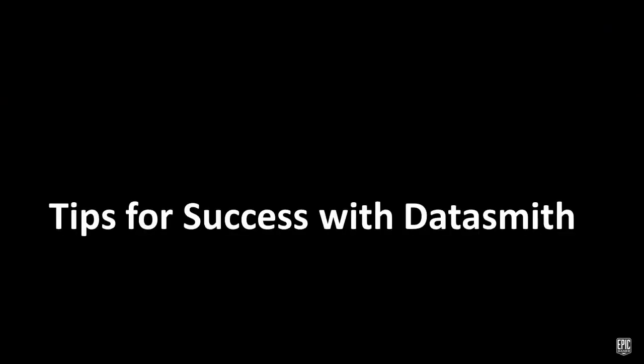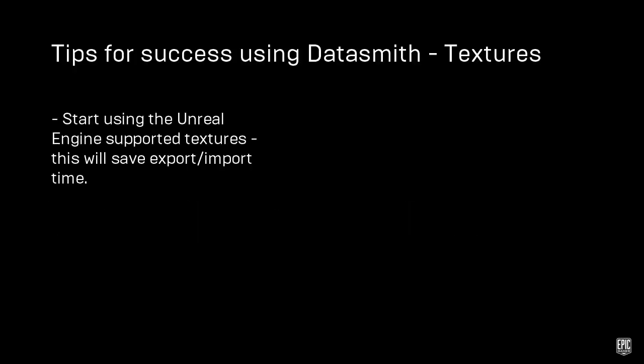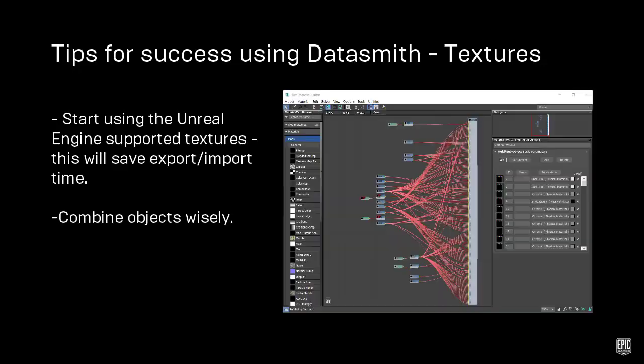Let's take a look at some tips for success in using Datasmith when it comes to textures. Go ahead and start using Unreal Engine supported textures as early as possible in your process. This will save export and import time when you're moving things over to the engine. Combine objects wisely. Consider consolidating materials when possible. The fewer materials you have to process in the engine, the better performance you'll get.